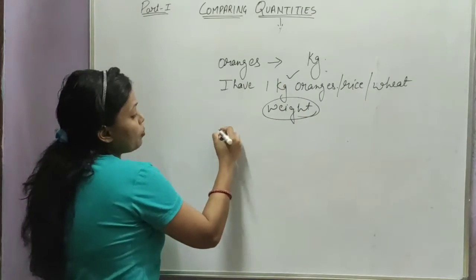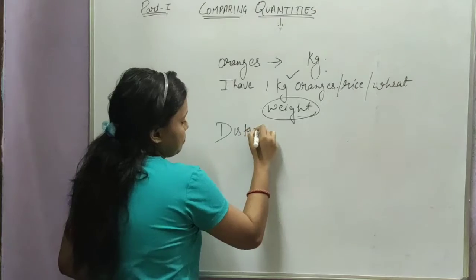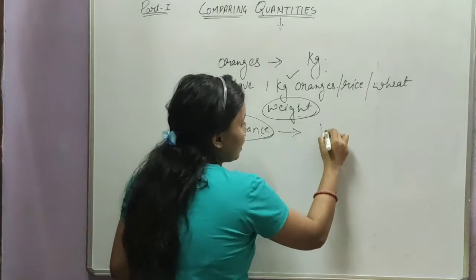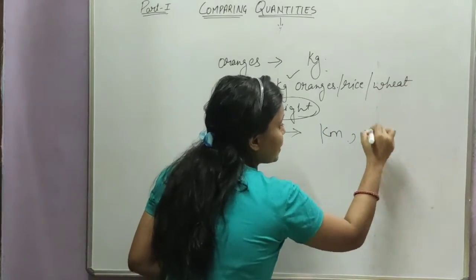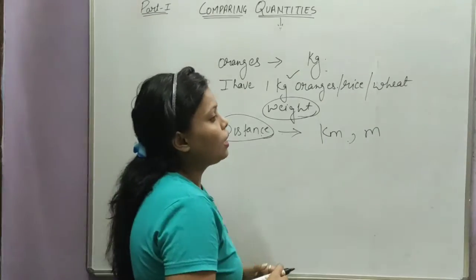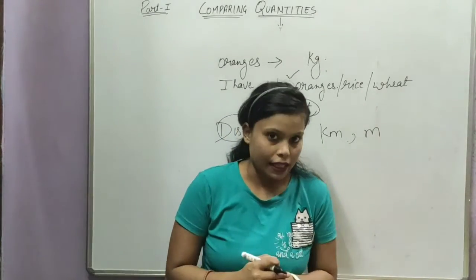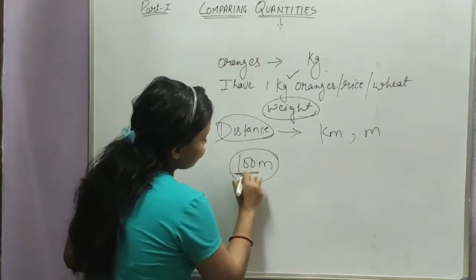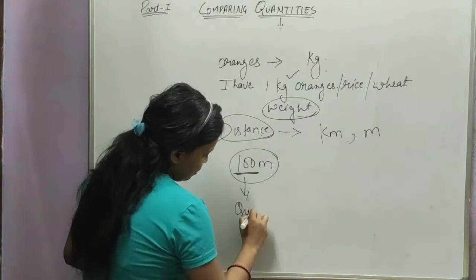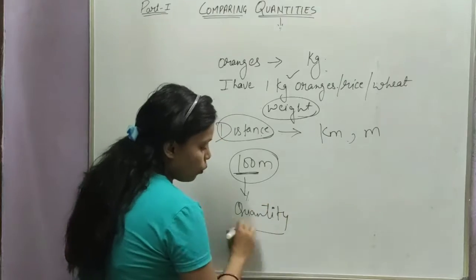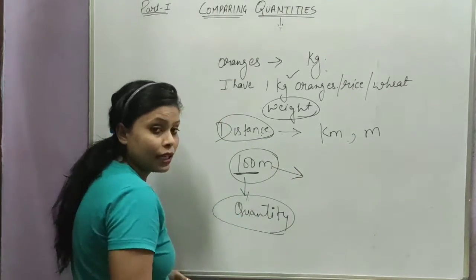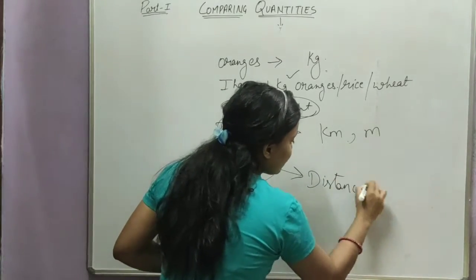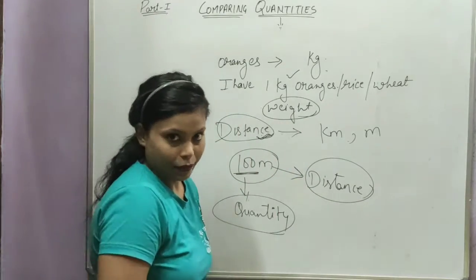If I talk about distance, that is measured in kilometer or meter, right? Like if we are having a race and I have covered a distance of 100 meter, so 100 is showing the quantity and meter is showing the type of quantity, right?